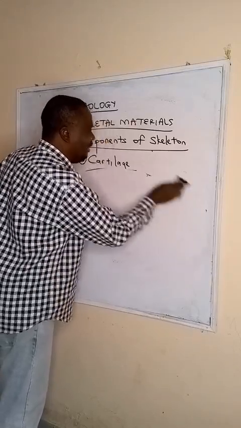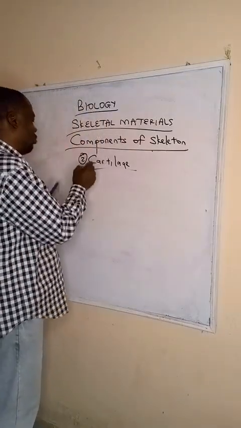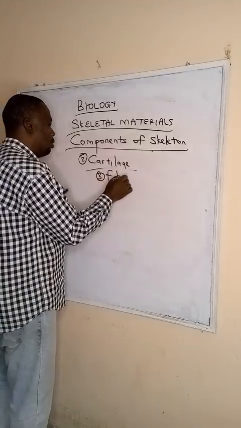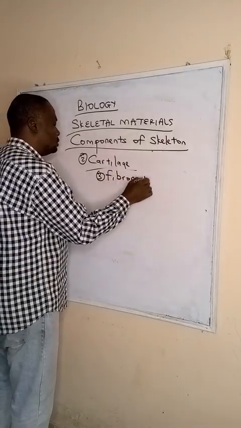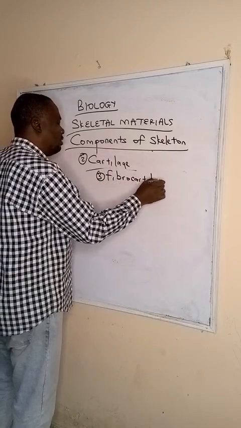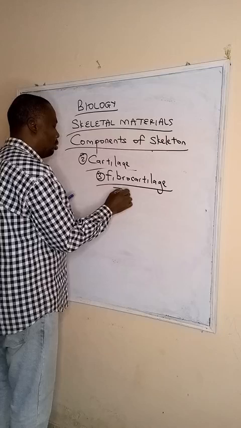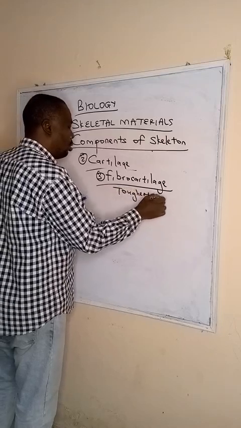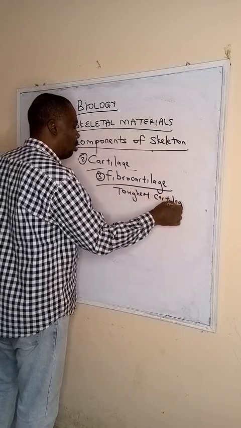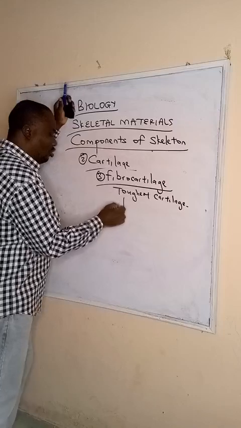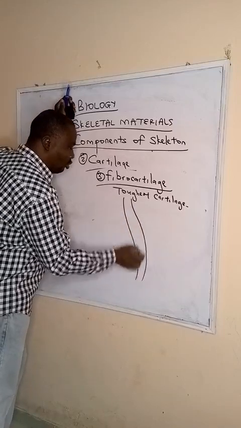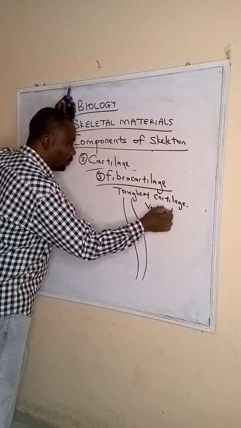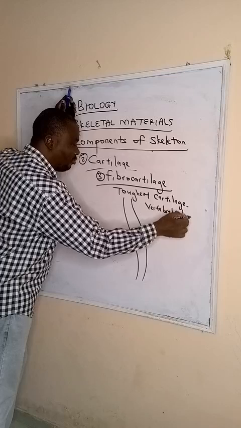So we talked about hyaline cartilage and elastic cartilage. The third one is fibrocartilage. The fibrocartilage is the toughest cartilage in the body. And you can get this in between the bones of the vertebral column.